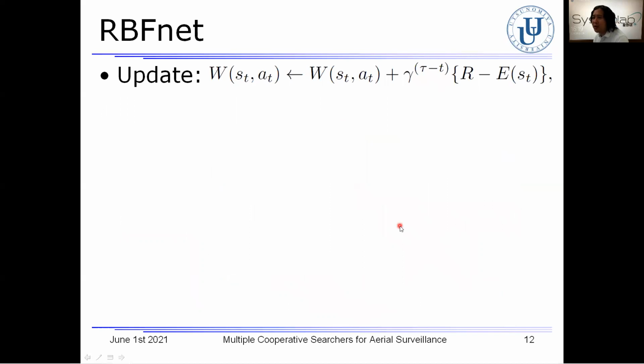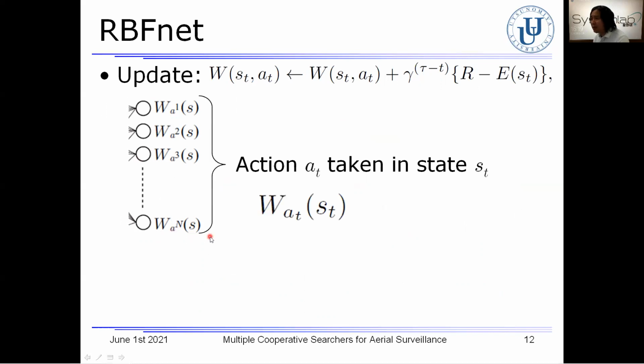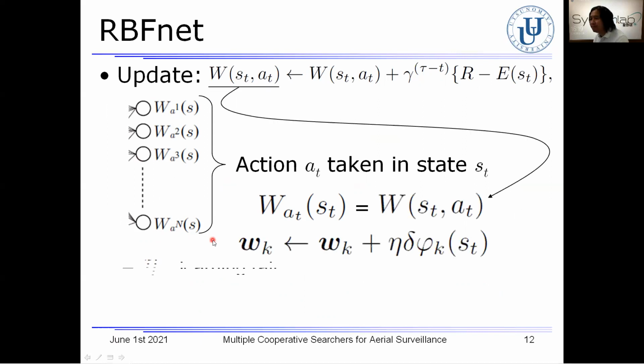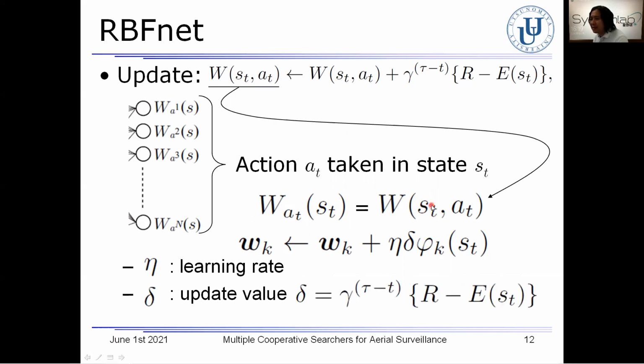After each episode, action weights are updated by this equation. In this layer, let us note that for the outputs of WA1 to WAN derived from the RBF net, only the output unit corresponding to the action taken in that state is used. In other words, the connection weights of the output units are updated so that the output action weight is equal to the output 1 as follows, where delta is an update value calculated from this equation.